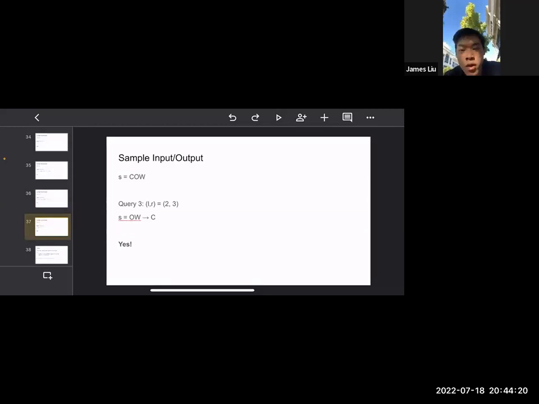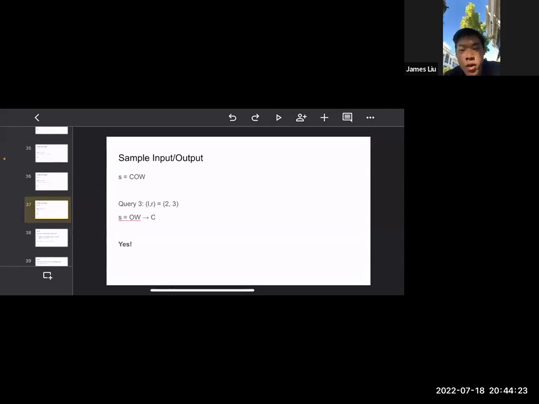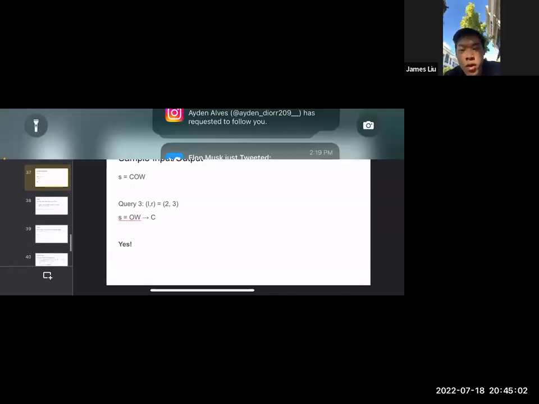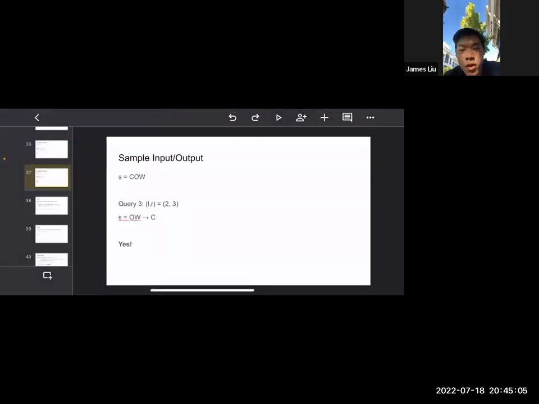Okay, and then the final query is LR equals 2, 3. So S is equal to OW, and we can do that. We can convert this, right? We can convert O to CW, and then we'll have CWW, and then we can remove the WW using the removal operation, leaving a C. So we can do this. So we have the sample input.